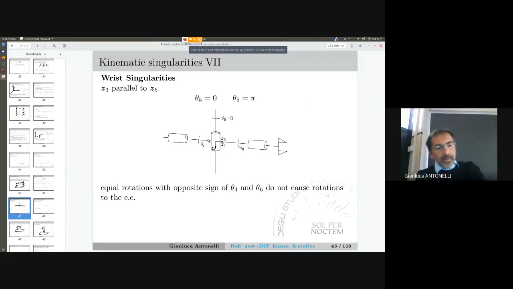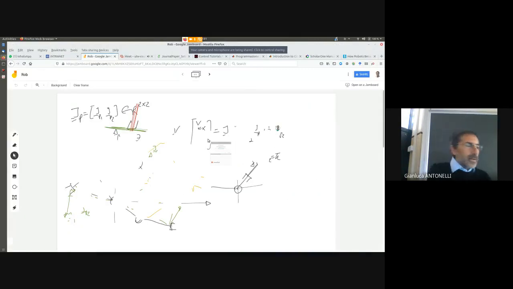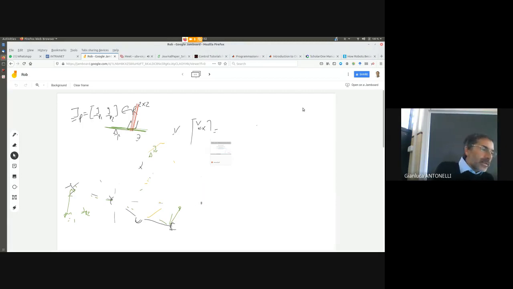Now, the problem with the board is that I cannot clear all, otherwise I lose the PDF. You cannot see the PDF, but it is here. I have the PDF of my slides, and every time I have to upload it again, and I haven't found a way to increase the size of the eraser. It's not very convenient.